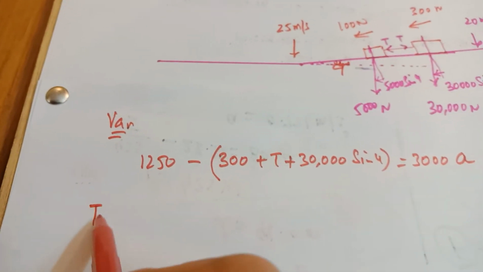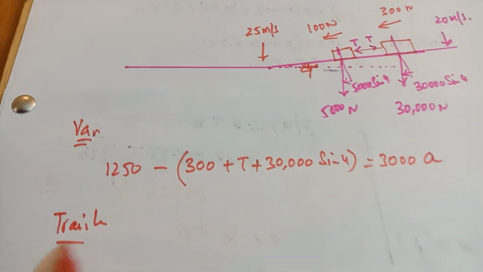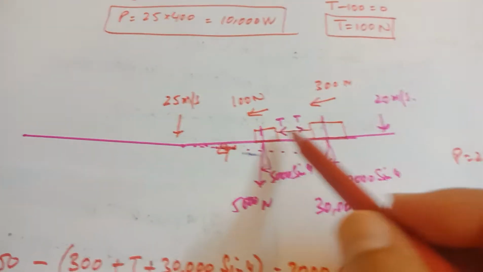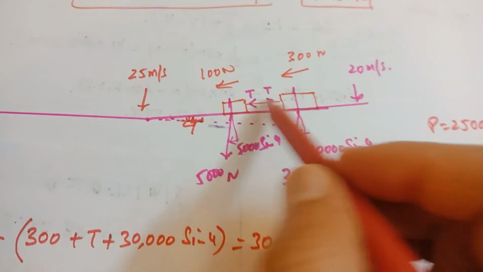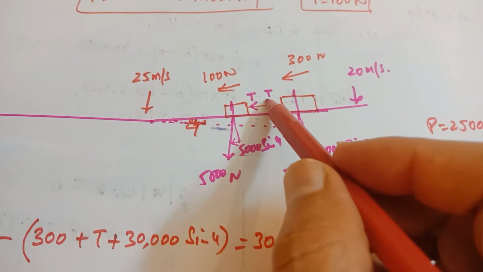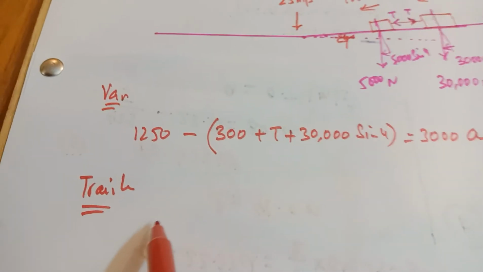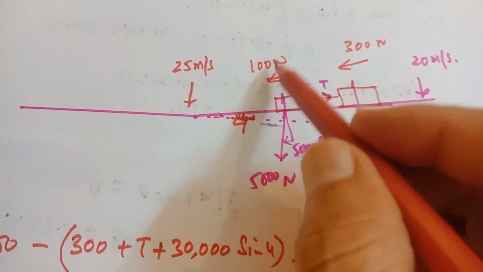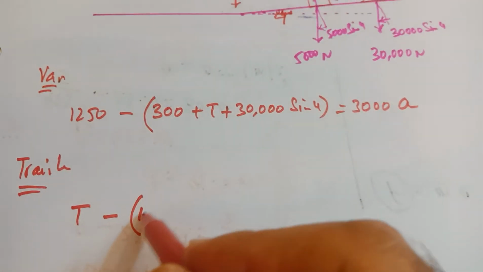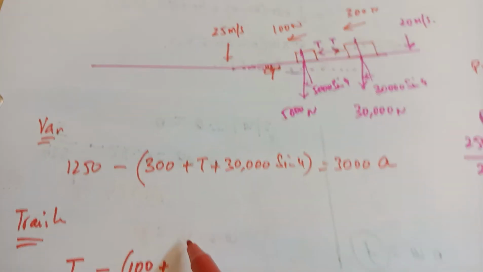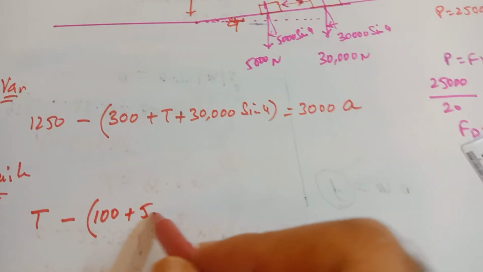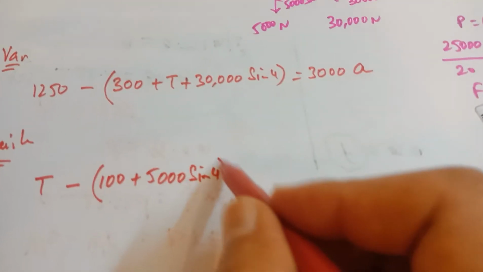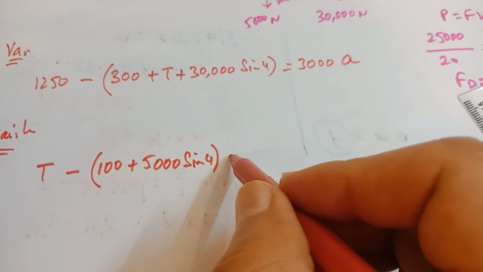Now if you look at the trailer, you will see that there is only one force pulling it upward, that is the tension in the cable. It is moving upwards because of the tension in this cable. So the upward force over here for the trailer is T, and then there are two backward forces. One is the friction on this, which is 100, and the second is its weight's component. And I'm just going to remind you guys that we're using the weight's component over here because we are not talking about the potential energy right now.